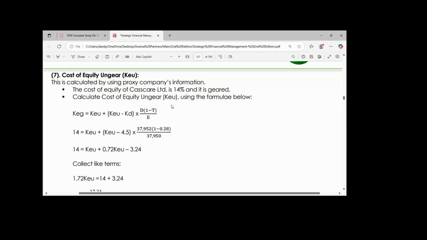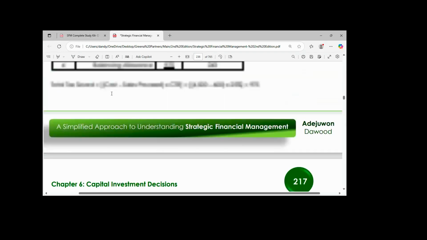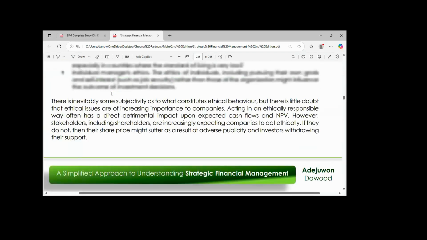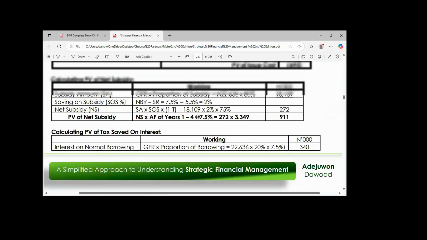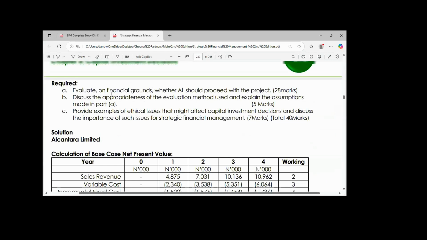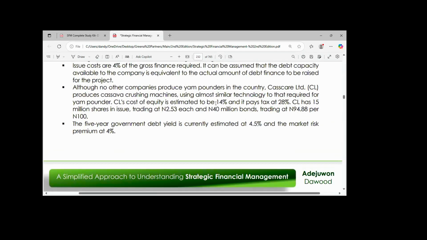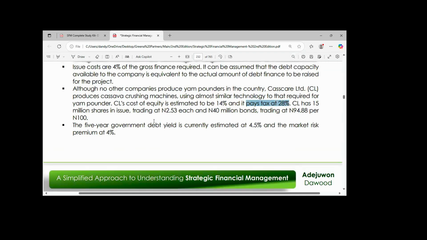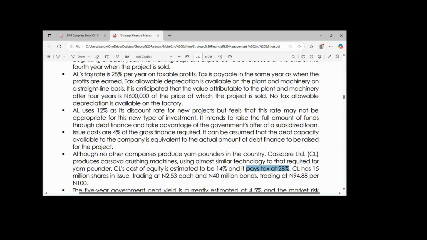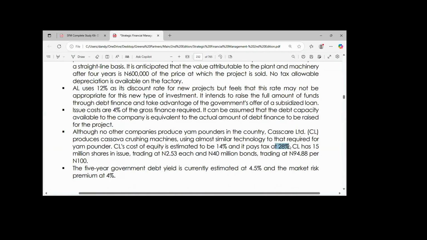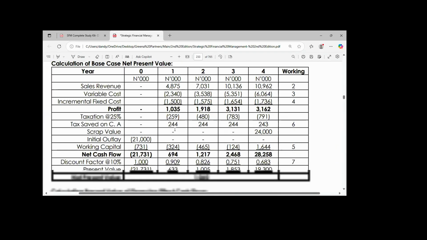Because according to the question, the tax rate of the proxy company is 28%. So you have to be very careful. Let's confirm that. Yes, this is it. And it pays tax at 28%. So the tax rate of the proxy company is different from the tax rate of Alcantara. The tax rate of Alcantara is 25%. The proxy company is 28%. So please be careful. Watch out.